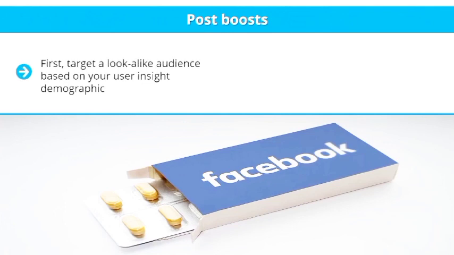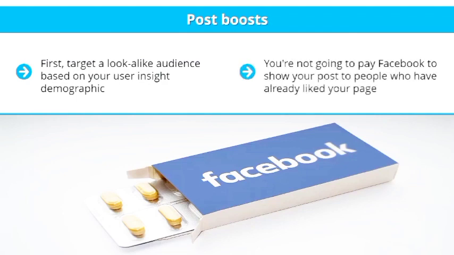First, target a lookalike audience based on your user insight demographic. In other words, Facebook is going to show your ad to a fresh set of users who share the same demographic details and interests as your current page fans. People with these similarities are more likely to like your content. You're not going to pay Facebook to show your post to people who have already liked your page. Instead, you are trying to get fresh eyeballs to your page posts. You do run quite a bit of risk.